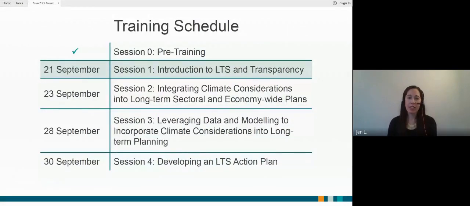We are going to be delivering this material over 4, really 5 sessions. The very first session, session 0, hopefully you already received, and that was the pre-training materials. We hope you had a chance to review and look through those. Today's session, session 1, is focused on introduction to LTS and transparency concepts. The next session on Wednesday will focus on looking at climate risk and how do you integrate those climate risk considerations into your planning. Our third session will focus on data and modeling and how you link that data and modeling into long-term planning. And lastly, in our last session, we hope to complete an action plan for looking at LTS and climate risk.